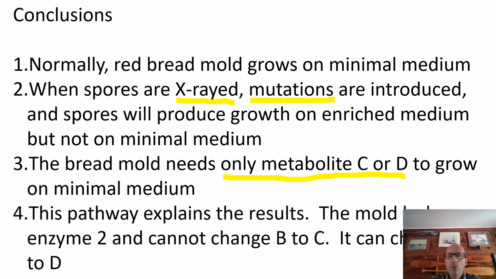So the final conclusion that Beadle and Tatum came up with was simple. Apparently, this bread mold needed enzyme 2 and could not change B to C. It could change C to D. And that was the first experiment that demonstrated this one gene, one enzyme hypothesis. Without that second enzyme and without the ability to convert B to C, the bread mold could not grow on the medium.